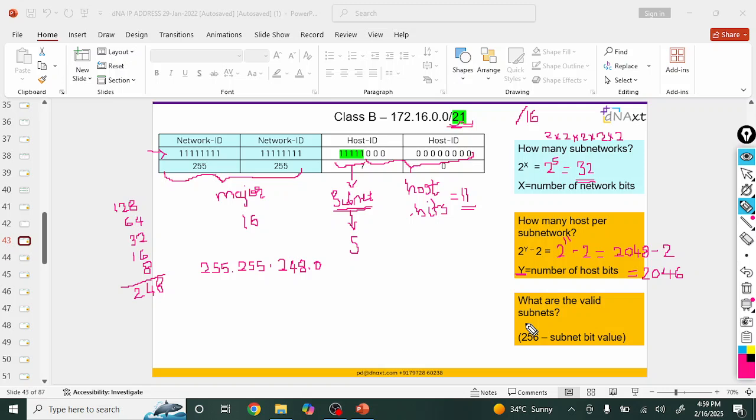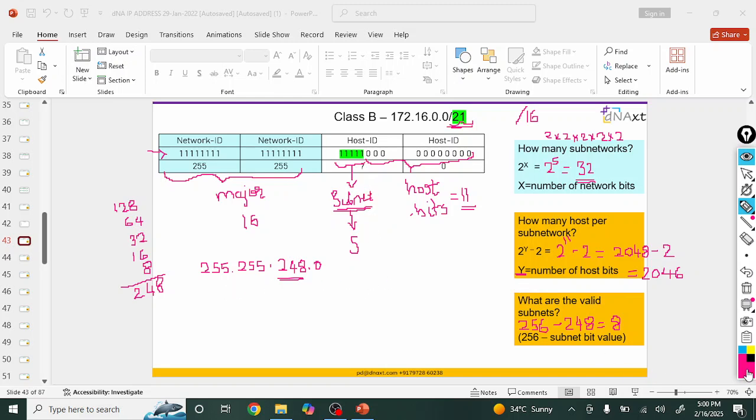What are the valid subnets? Matlab, what will be the increment to calculate the valid subnets? The formula is 256 minus subnet bit value. And subnet bit कितने हैं हमारे पास? 5, और उनका वैल्यू क्या आया है? 248. So 256 minus 248. So increment will be of 8 in the third octet, as we have borrowed the bits from the third octet.